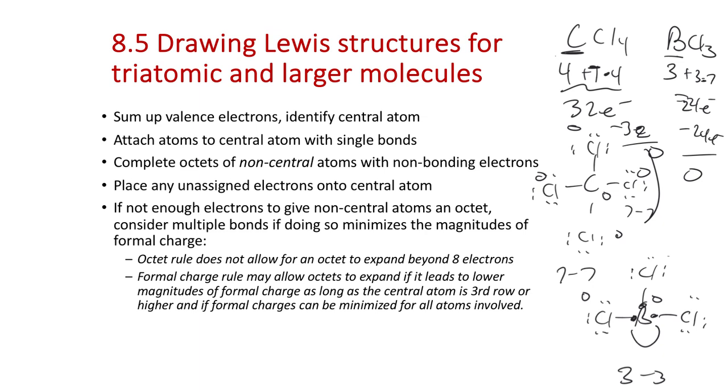And if we try to make a multiple bond, it doesn't work, because if we make that structure there, chlorine goes positive. It would be 7 minus 6 for +1. Boron would be 3 minus 4 for -1. And that just doesn't make any sense, that that would ever happen.